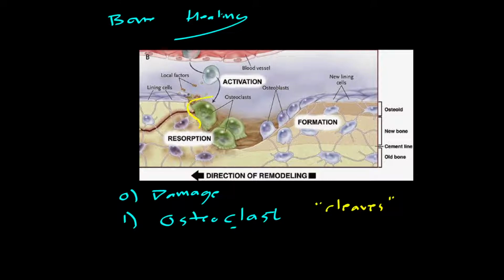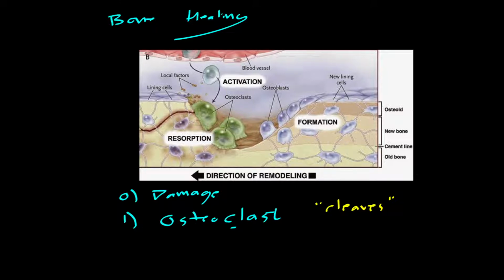So you can see that right here. They're these specialized cells that are specially adapted to eat away at bone tissue. So they eat away at the mineralized old bone cells. And they do that to make way for new, better, healthy, undamaged bone.